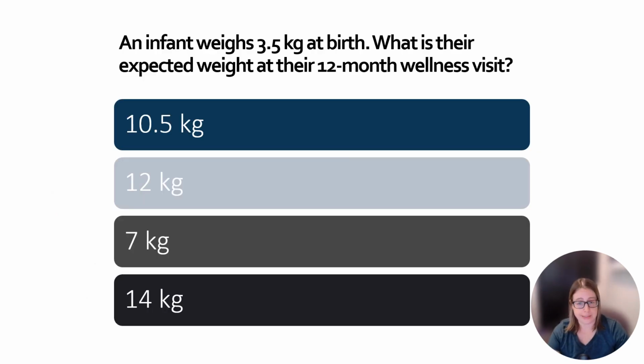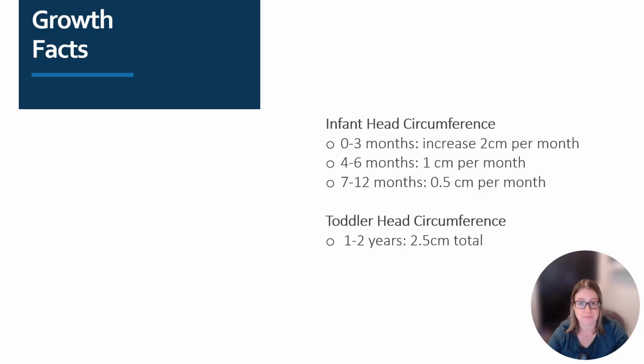So just a little practice here. You have an infant that weighs 3.5 kilograms at birth, and you're trying to find out what their expected weight will be at their 12-month wellness visit. So I'm going to give you a couple seconds to think about it, to do the math really quickly in your head. 3.5 kilos at birth. I hope that you guys all picked 10.5 kilos. Okay, that would be your tripled birth weight by their 12-month wellness visit.